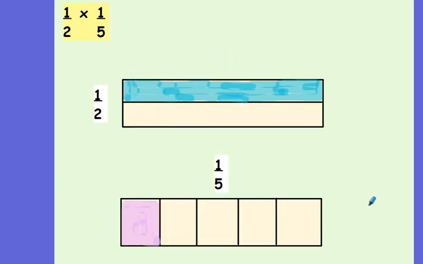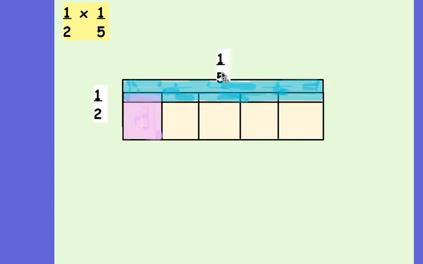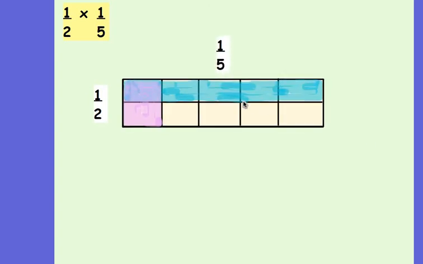Let's see that again. Here's a half. Here's a fifth. The bit where the shading overlaps is this section here. We've now got a shape with 10 equal parts. We've got one bit which has been shaded twice. So a half times a fifth is just a tenth.